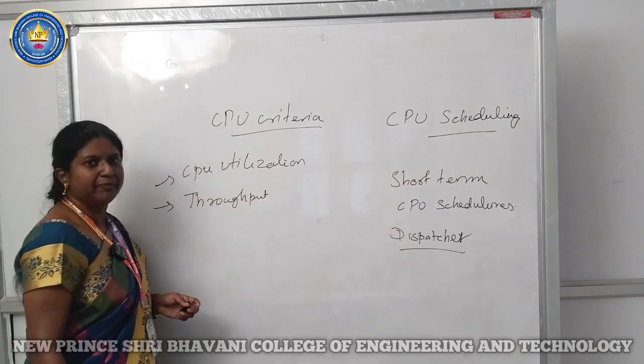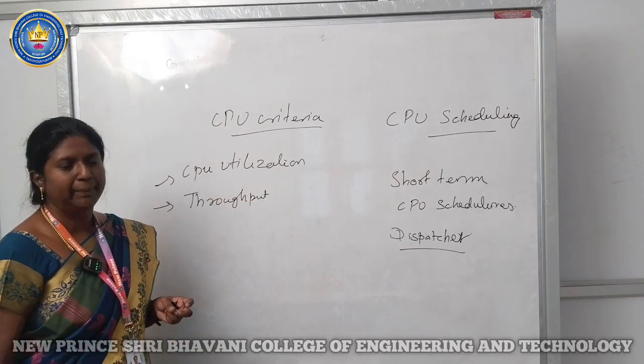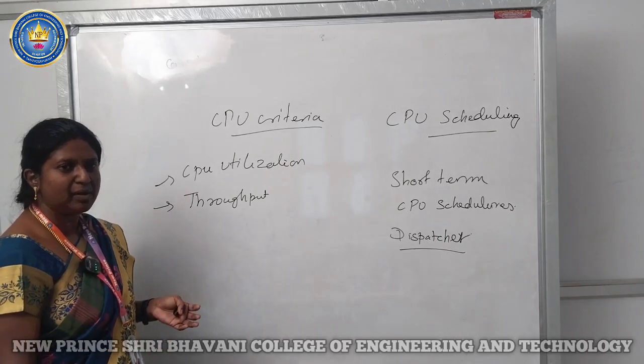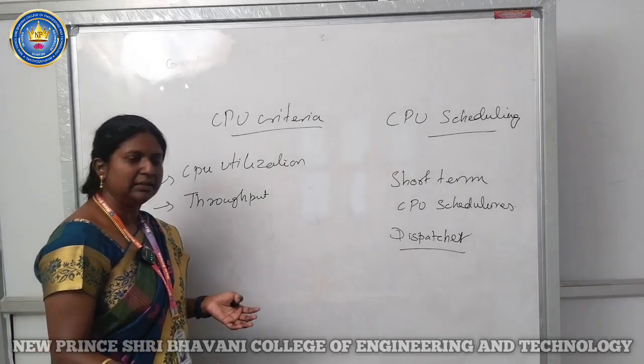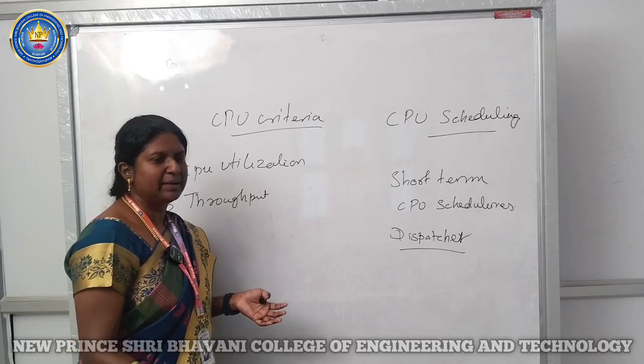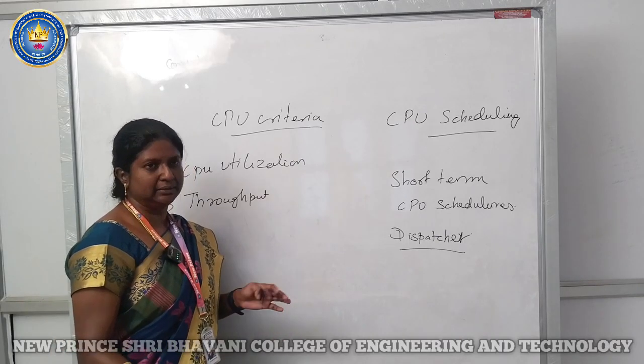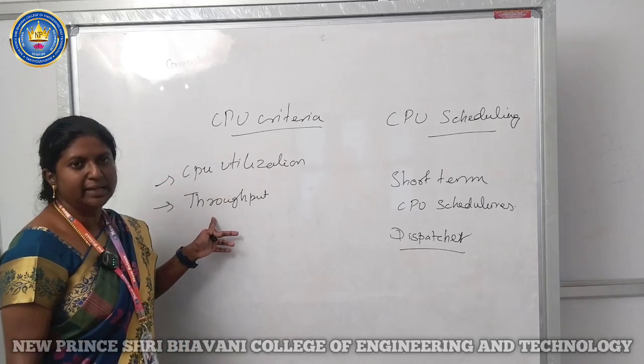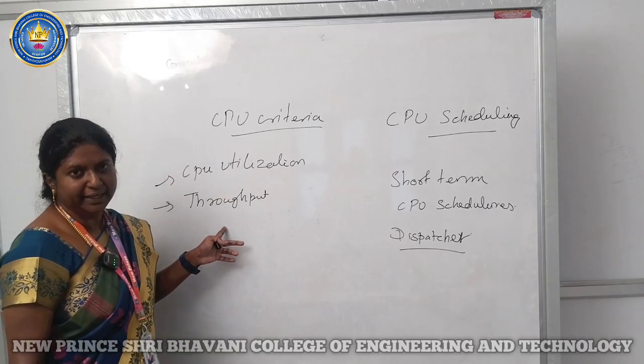Throughput means the number of processes that can be executed in a particular period of time. For example, if we execute 10 processes in 1 hour, we can say 10 processes can be executed within that period of time. That is the throughput: the number of processes executed in a particular period of time.